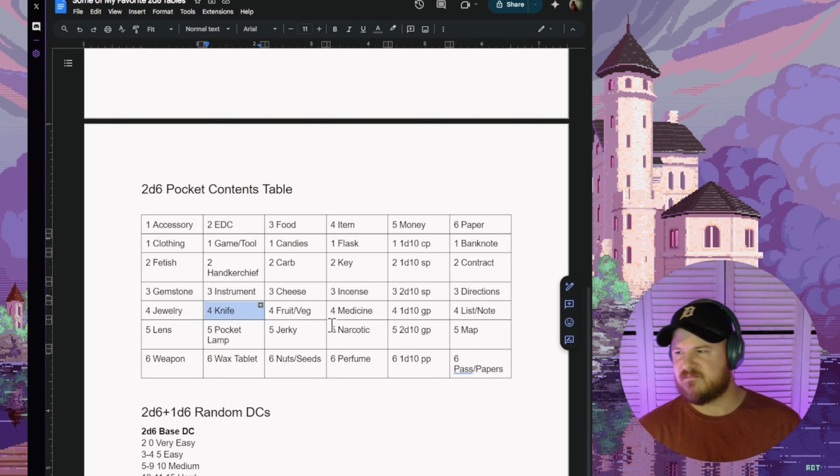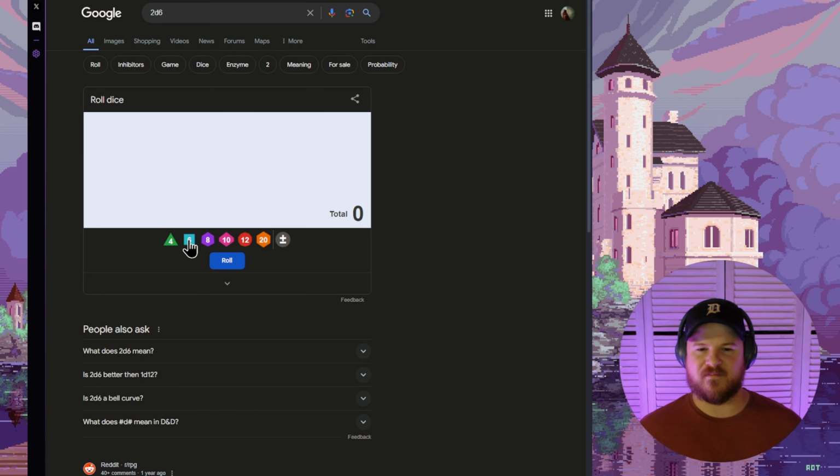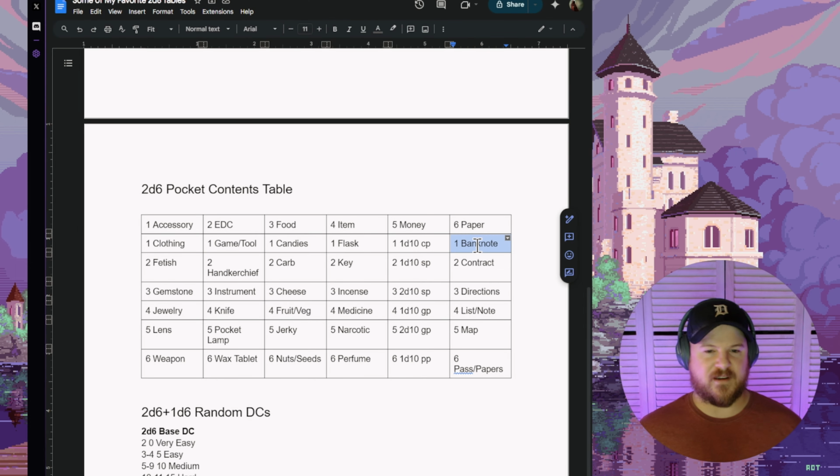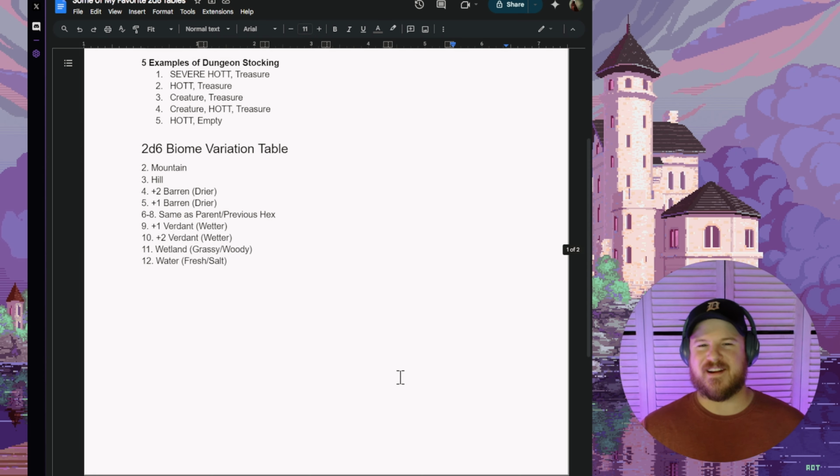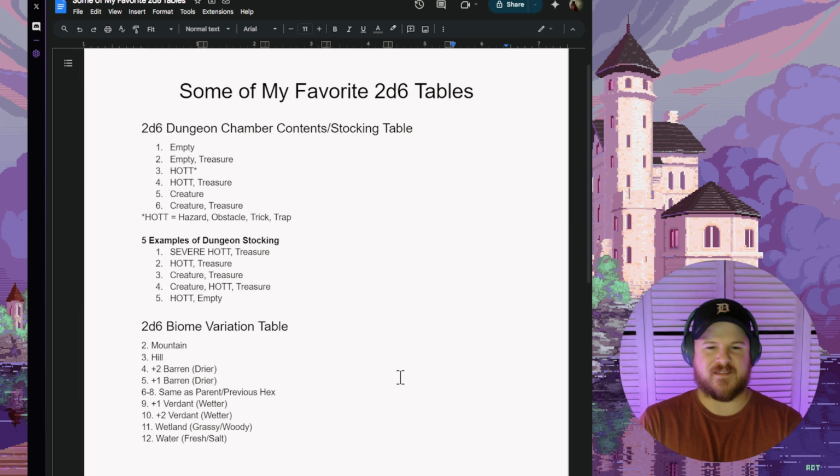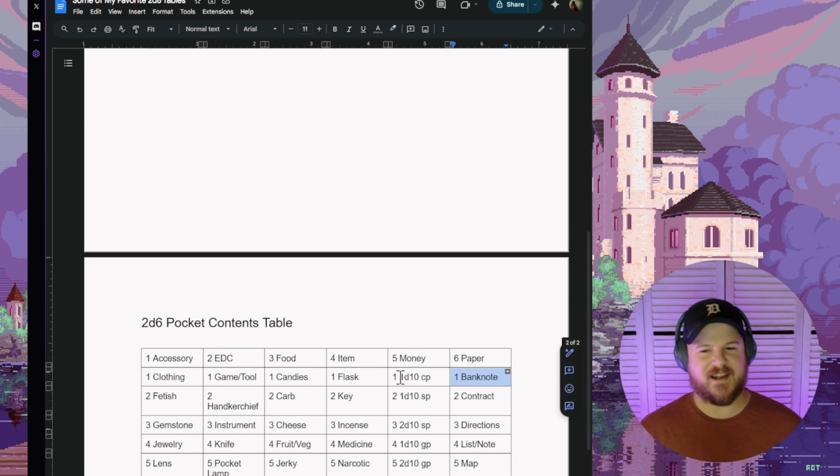Same thing with the pocket contents. Obviously it's a little sci-fi bound, but you could very easily make this for modern day if you wanted to. Let me just roll one randomly. 6 and 1. All right, so a banknote. You find a credit card. Done. Very easy to transfer that to something modern day. If you want to do sci-fi, it's a cred stick.